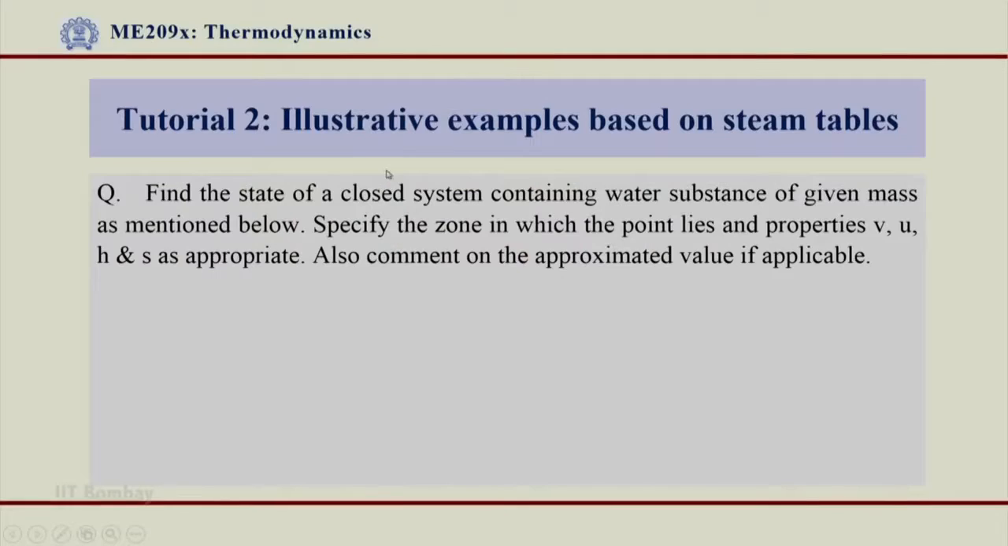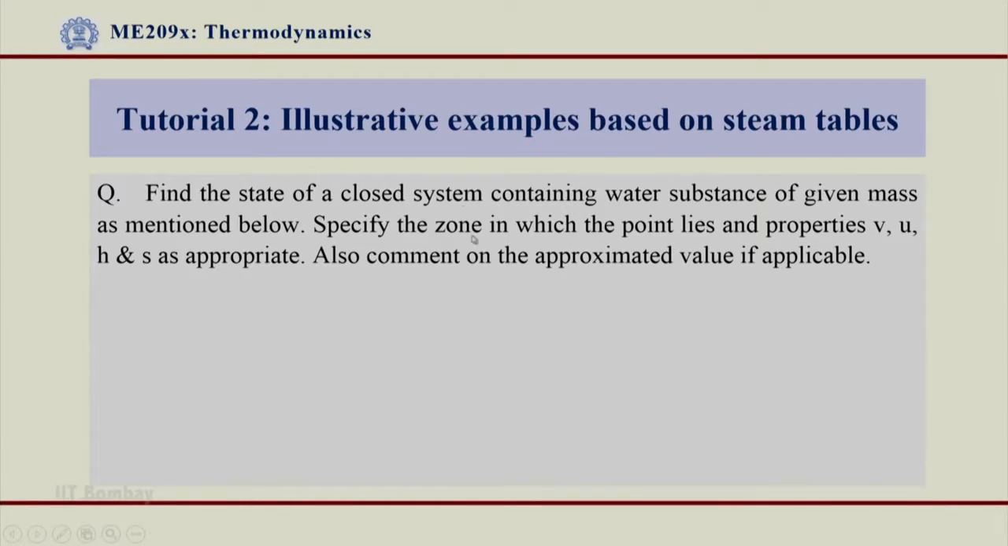So, welcome back. Let us go to tutorial 2 now and look at some more illustrative examples based on steam tables. The question is: find the state of a closed system containing water substance of given mass as mentioned below, which you can see in the next table. Specify the zone in which the point lies and the properties V, U, H and S as appropriate. Also comment on the approximation value if applicable.